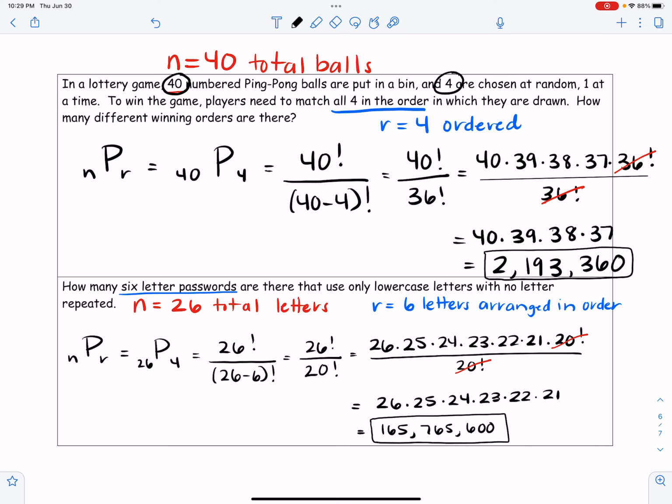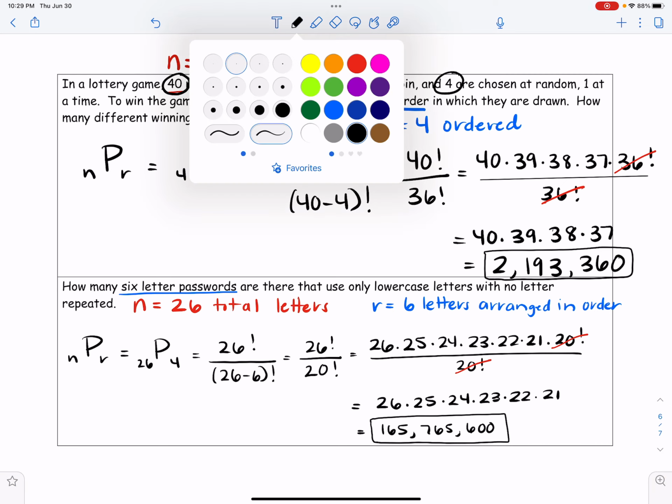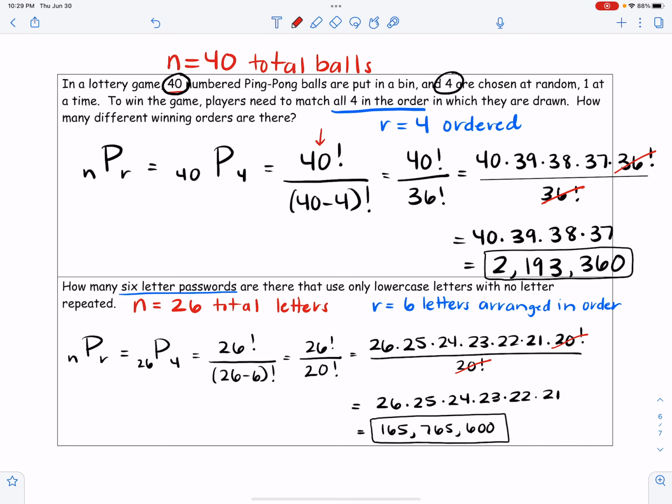So again, I did n factorial, but I don't want to evaluate that because that's a huge number, divided by n minus r factorial. And then notice again, I wrote 40 factorial, but only down to 36 because that's what's in my denominator. Then I can divide out the common factorials, and I'm only having to evaluate 40 times 39 times 38 times 37.